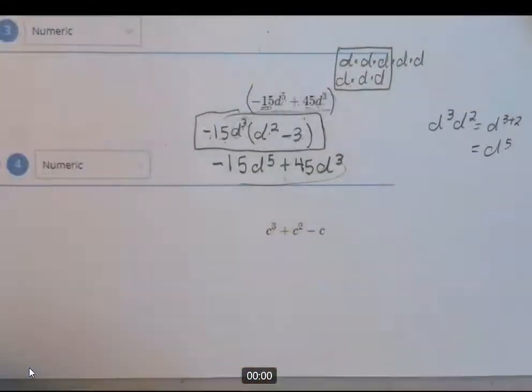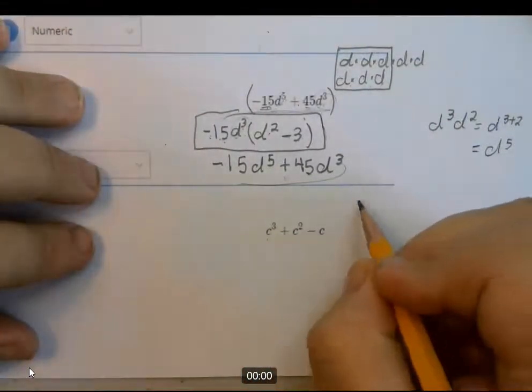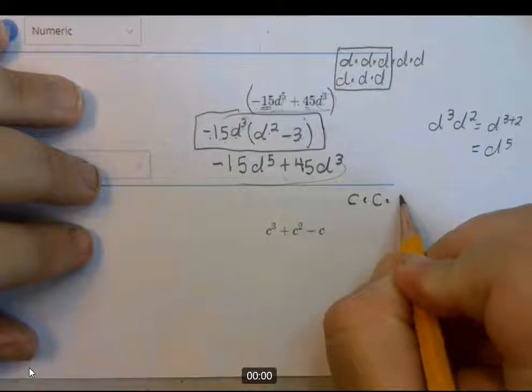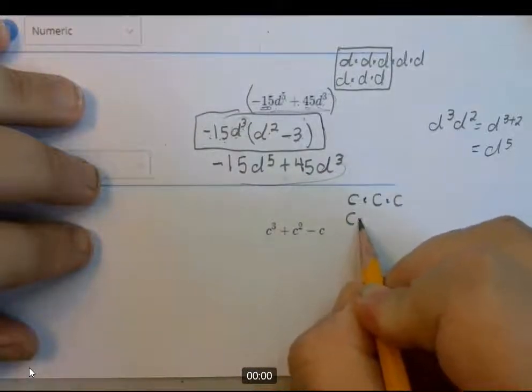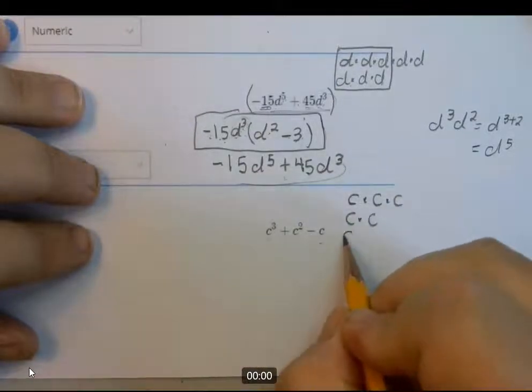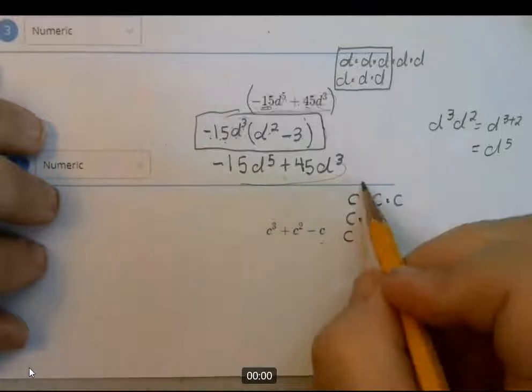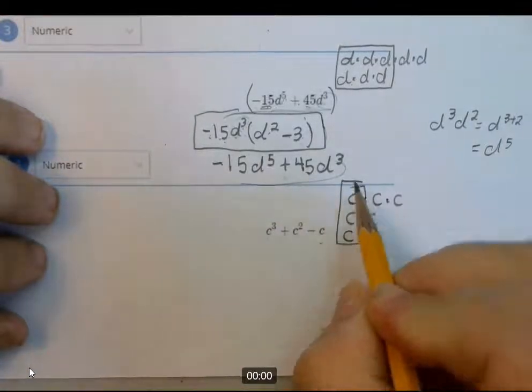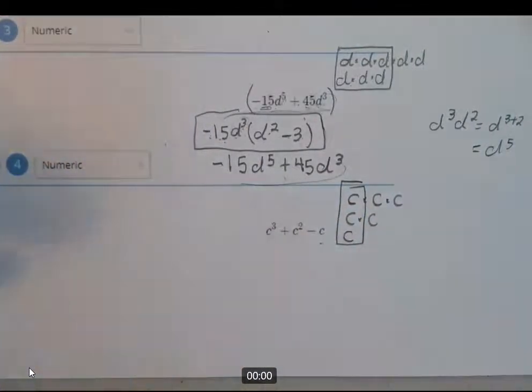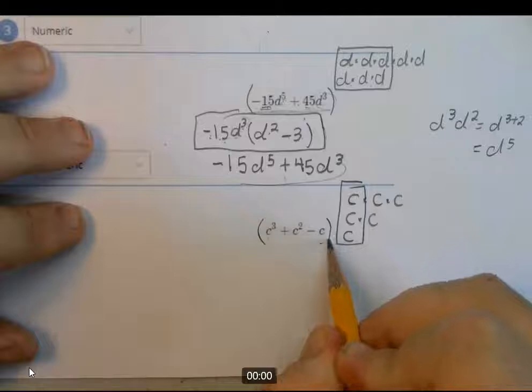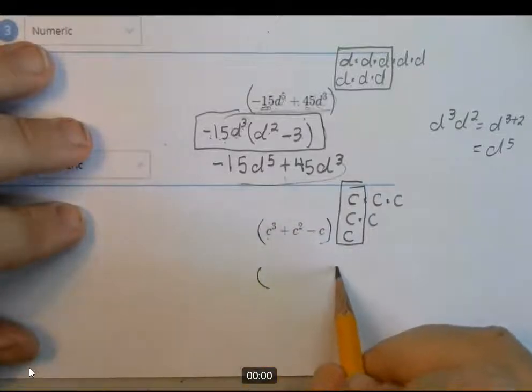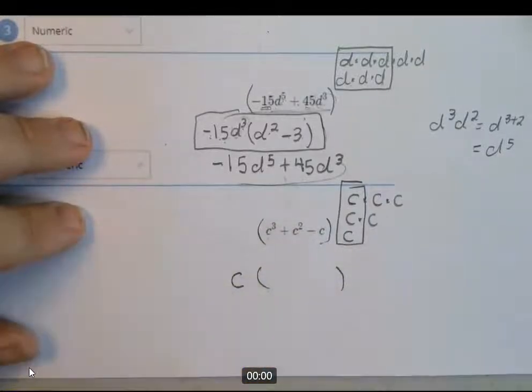So what do they all have in common? Well, this first term is c times c times c. The second term is c times c. And the third term is just c. So what do they have in common? They really just have the one c in common. So that's what you can pull out of the parenthesis. So I put the parenthesis there. I'm going to put it again there. I'm going to pull the c to the outside.